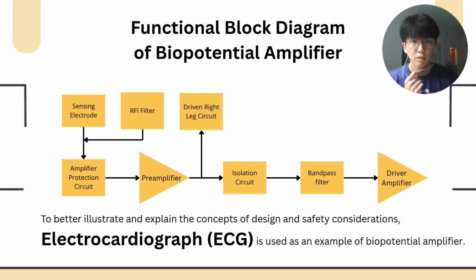Here it shows the functional block diagram of a common biopotential amplifier. Each of the blocks has its own role to meet the basic requirements mentioned before. To better illustrate and explain the concepts of the design and safety considerations when applying circuits such as inverting amplifiers and also filters to the patients, ECG is used as an example of the biopotential amplifier in the following presentation.